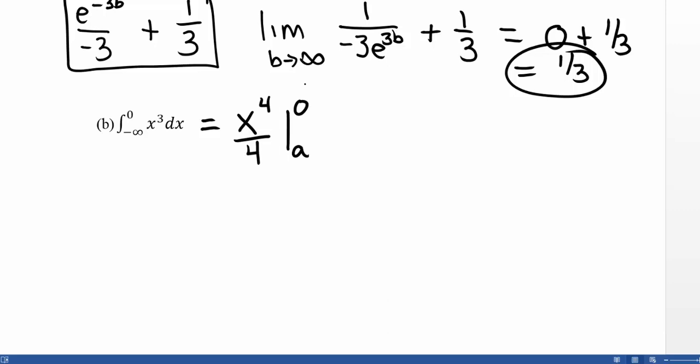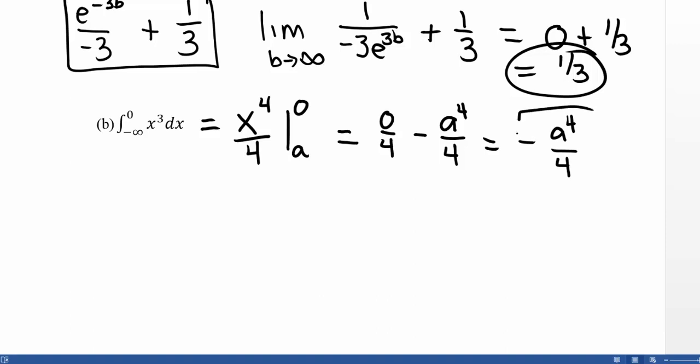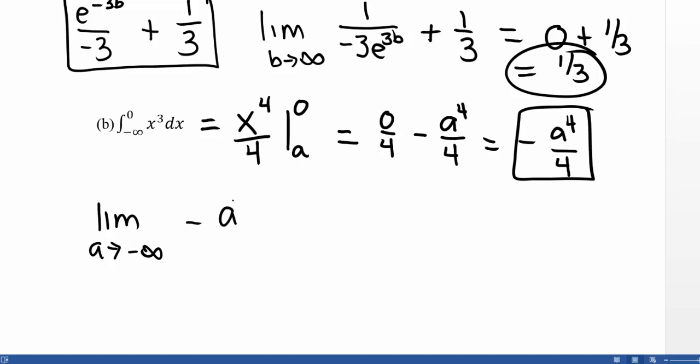So now, when I plug these values in, I have 0 to the fourth over 4, which is 0, minus a to the fourth over 4. So that means I have negative a to the fourth over 4, because the first term is just 0. So now I want to take the limit as a approaches negative infinity of negative a to the fourth over 4.